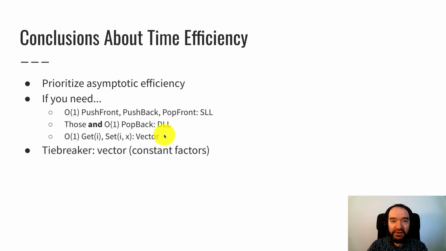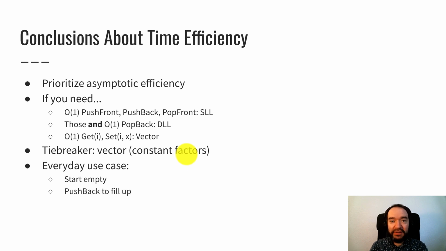But if those operations are not deciding factors, then you might as well use the vector because the vector has the best constant factors. So in this everyday use case of starting empty, using the push back operation to fill the data structure with elements and freeing it, the vector is superior. We saw it was about 3 or 4 times faster than the linked lists.